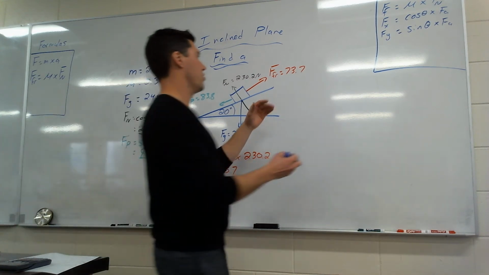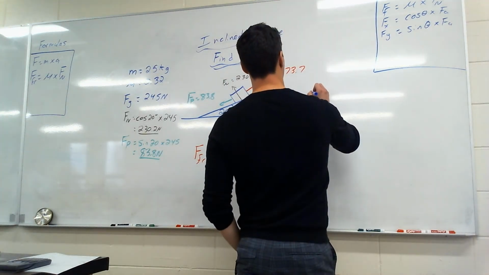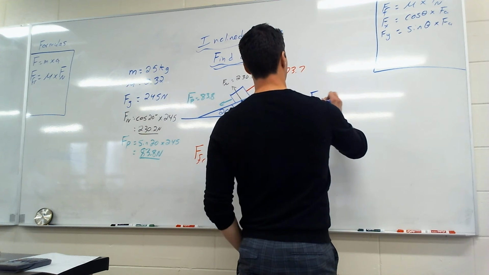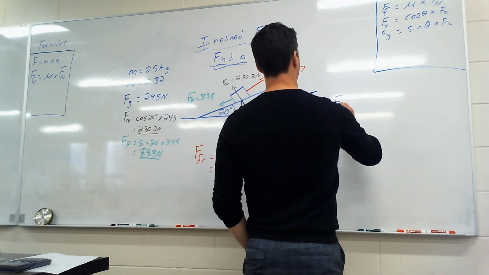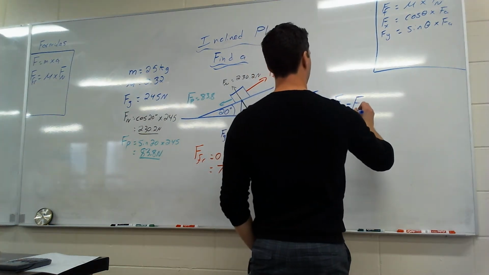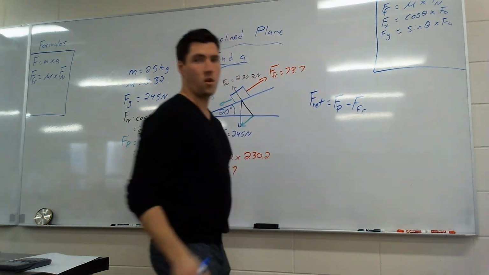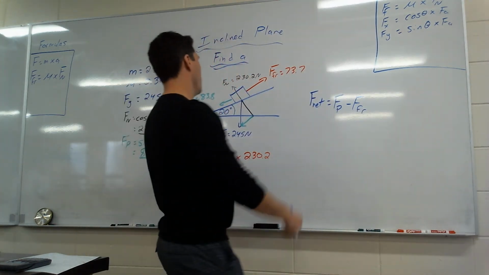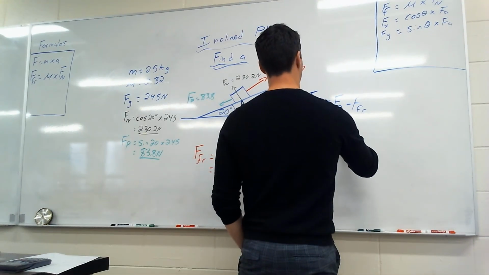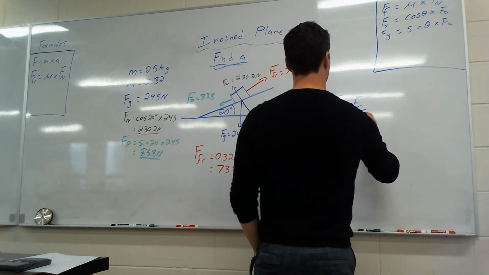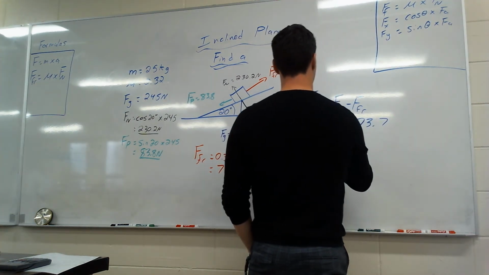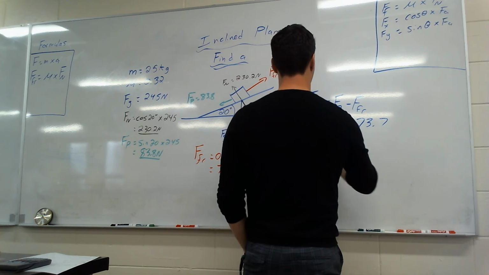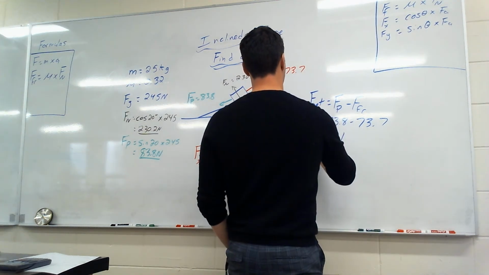So in these questions, how do you find a net force? Force net in these questions equals force parallel minus force of friction. So we have 83.8 minus 73.7, which gives me an answer of 10.1. That is my force net.